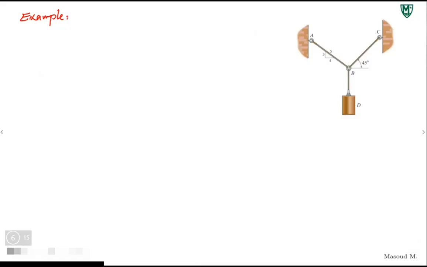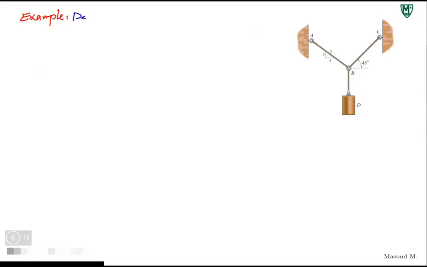Because of that weight, the cable connecting the ring B to weight D is under stretch. Those cables AB and CB are also under stretch. Right? The weight is pulling down everything, so they're under stretch, which every cable should be. If it's not under stretch, the cable doesn't even exist.